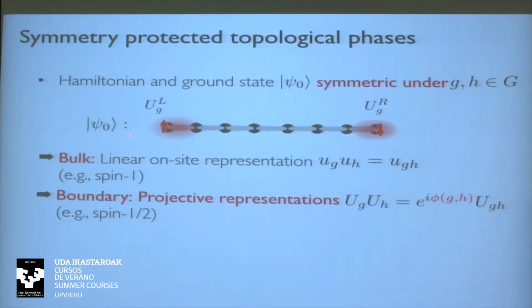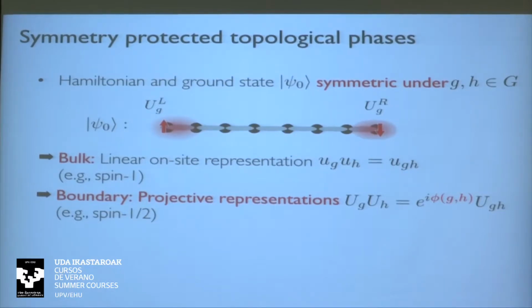However, the boundaries can, in principle, transform in a different way. In particular, if there are degeneracies, the representation acting on the boundaries of a system can actually mix different degenerate states, and by this form a so-called projective representation.